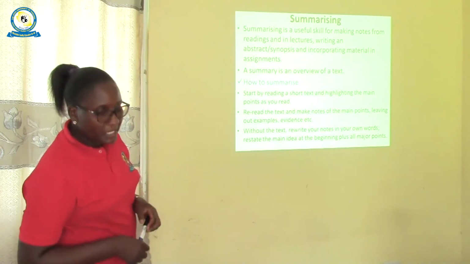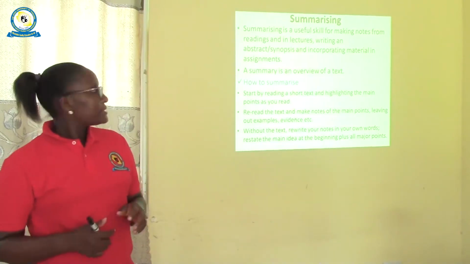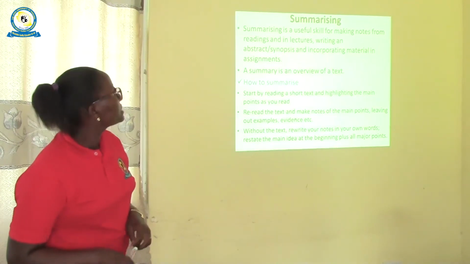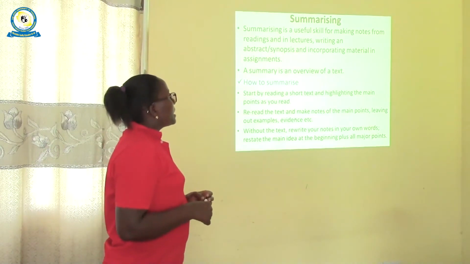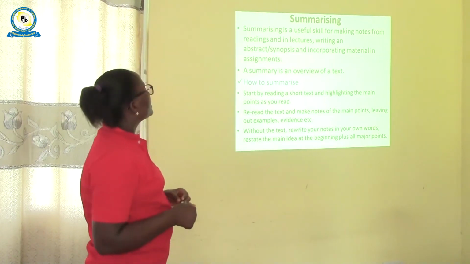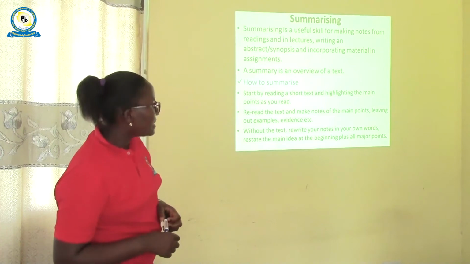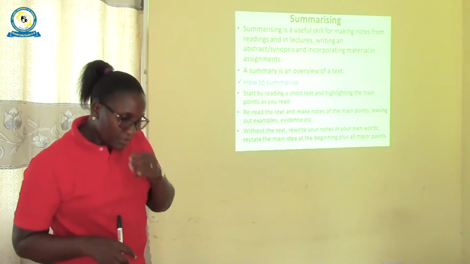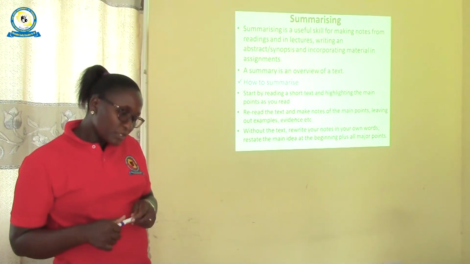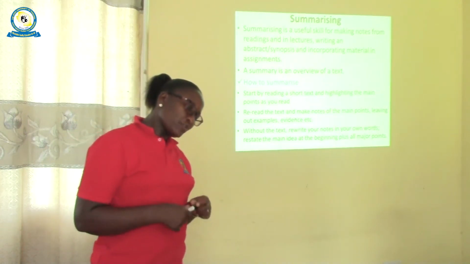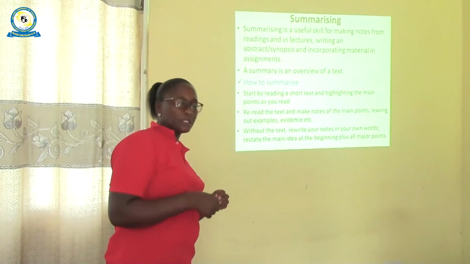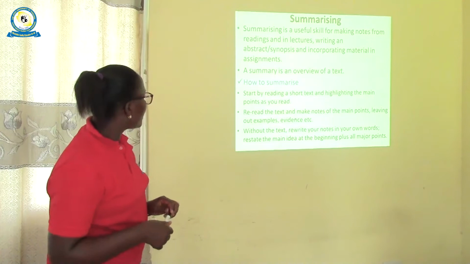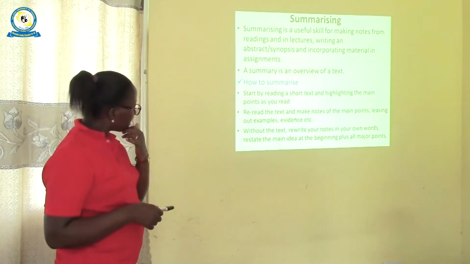Another strategy to avoid plagiarism is summarizing. Summarizing is also another skill for making notes from reading and writing in summary, in abstract. A summary is an overview of the text. So it's very, very important that you see how you can do the summary effectively so that you are able to produce the text in your own words and not some other people's words, treating them as your own. So how to summarize, how to do a summary.